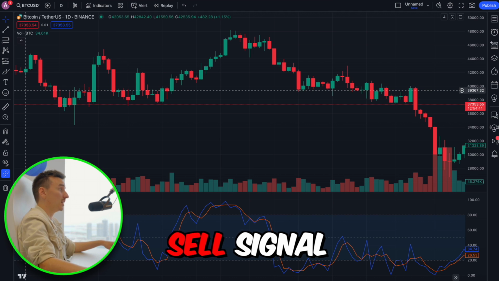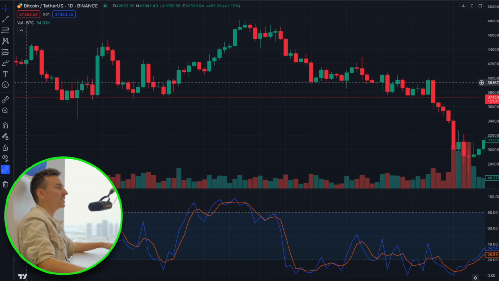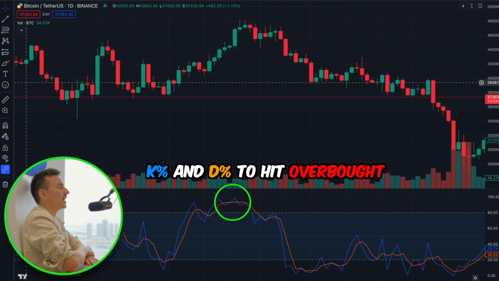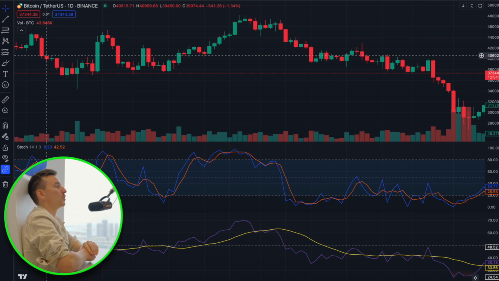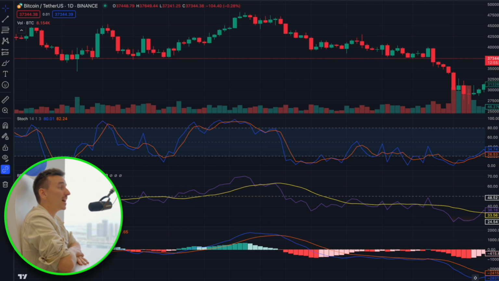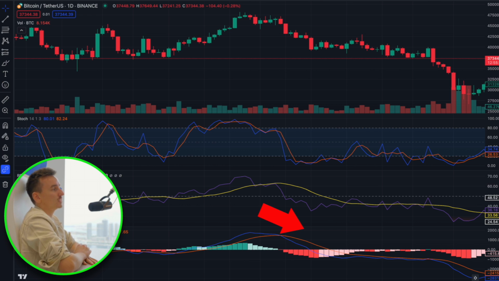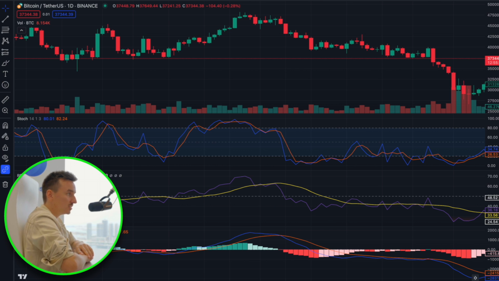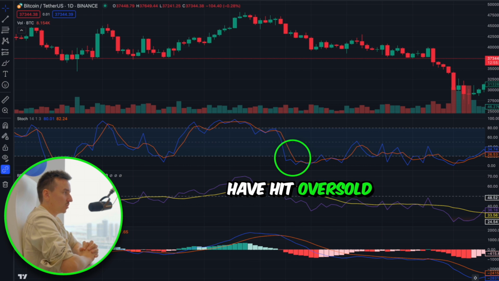Let's find a sell signal. First, look at the stochastic indicator, wait for both the K and the D lines to hit overbought, then check the RSI indicator to confirm a downtrend, make sure the RSI is below the middle line. Next, use the MACD indicator to confirm downward momentum by waiting for the MACD line to cross below the signal line. Also, you should make sure that neither the K or D lines have hit oversold. Once all these rules are met, take a sell position.